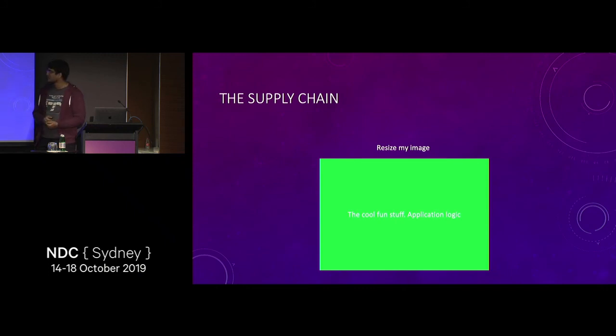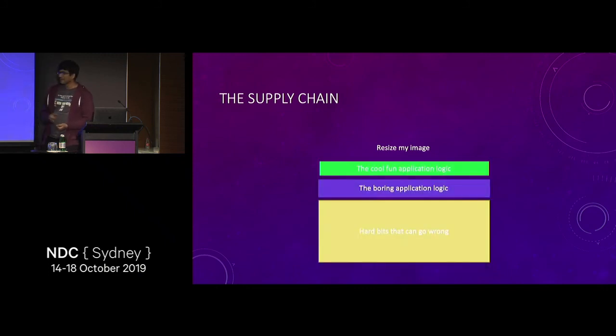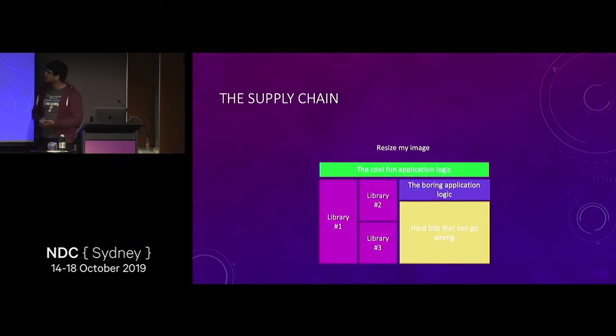But that's not really what software is, is it? You have the cool, fun stuff, but you also have the boring application logic that you need to build on every solution. You need to build controllers, APIs, security, and the really, really hard stuff that can go wrong, such as authentication and time management. So what do we do? We add libraries.